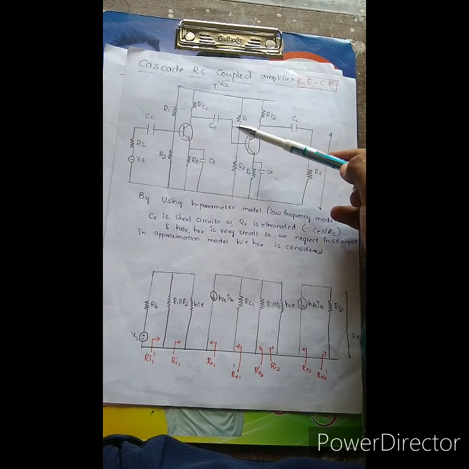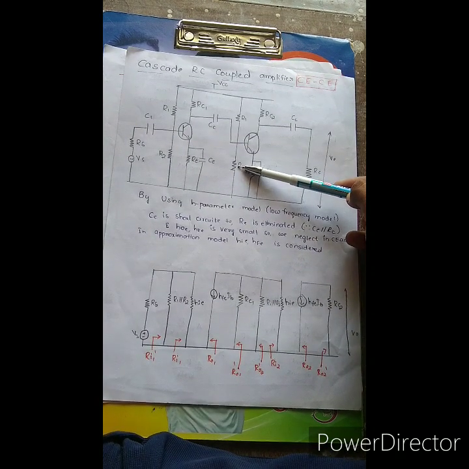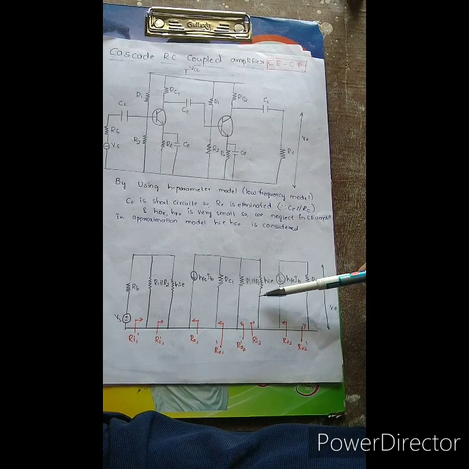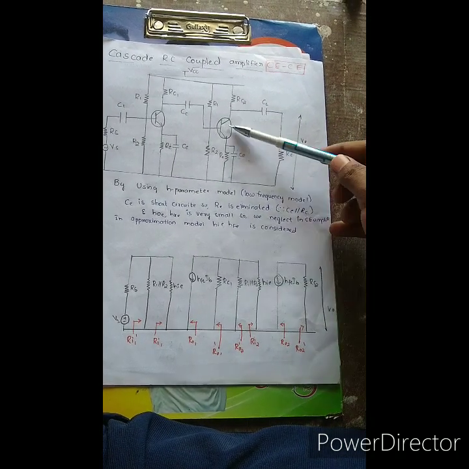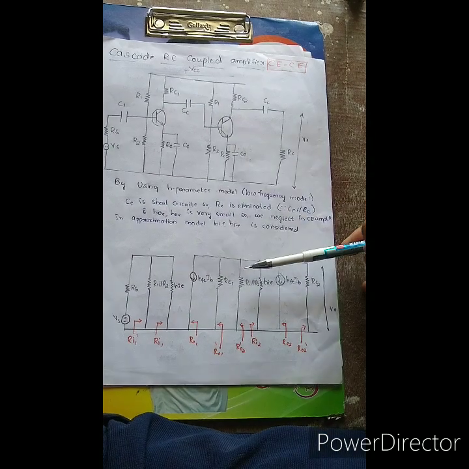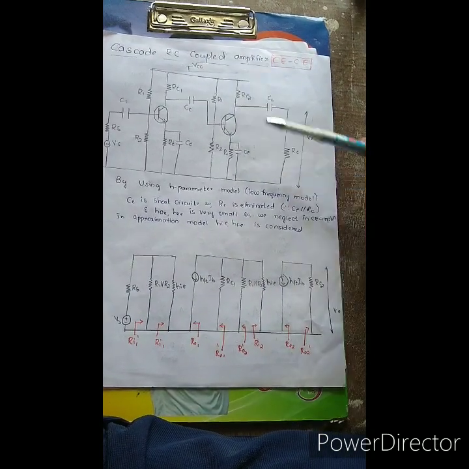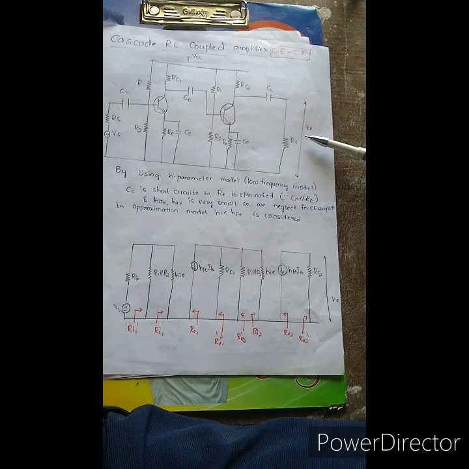Next, R1 parallel to R2 for the second stage, and the amplifier is replaced by HIE, HFE, and at the collector RC2, friends. RC2, C2 neglected, RC2 is taken as load impedance, friends. We will go for the calculations right now.